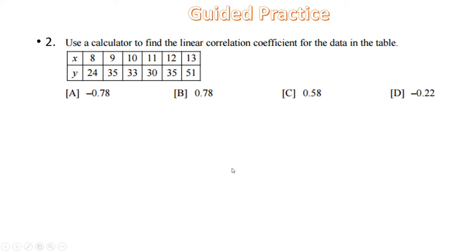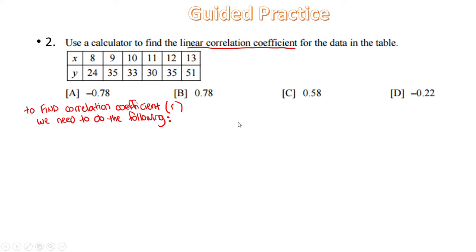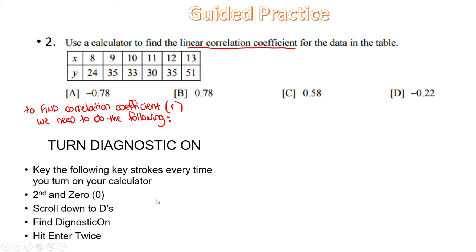Now, this one's a little bit different. The whole purpose of this question is linear correlation coefficient. Now, linear correlation coefficient, we're going to use the lowercase r to represent that. And you have to do these following steps in your calculator. Every time you turn your calculator on or your memory is reset, you're going to hit second 0, scroll down to D's, find diagnostic on, which is a little ways down, and then hit enter twice.